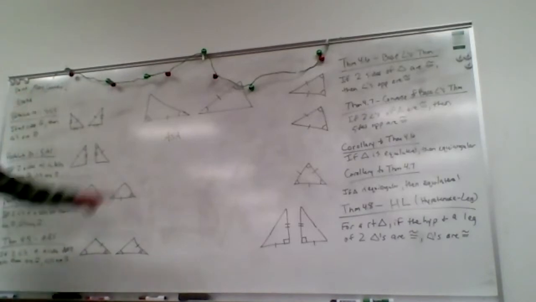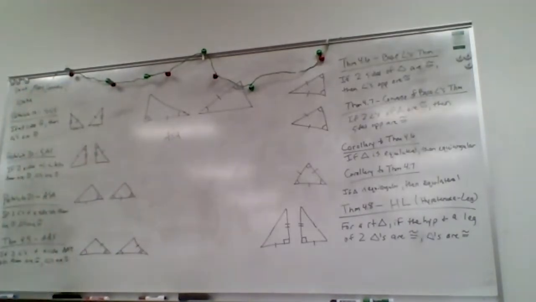You've got to look on this side, right? So we have the hypotenuse and the leg, we know are congruent. Should we just abbreviate that one? HL? HL, yep. Just abbreviate that as HL.